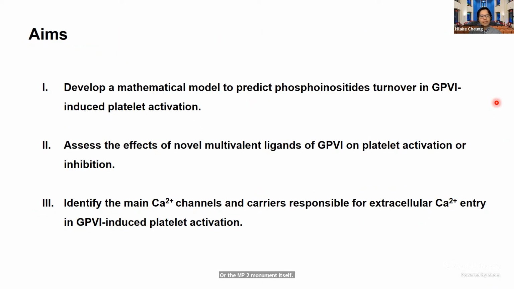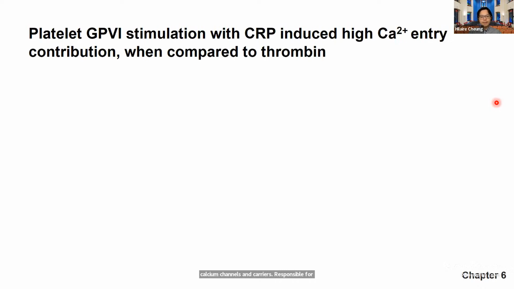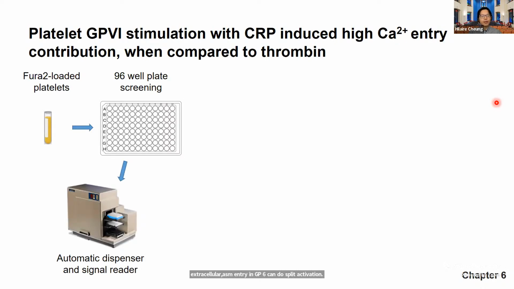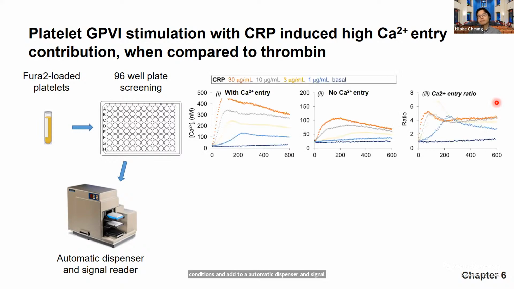Moving on to the third aim, we aimed to identify the main calcium channels and carriers responsible for extracellular calcium entry in GP6-induced platelet activation. In Chapter 6, we used the following method to monitor calcium mobilization in platelets. Using Fura-loaded platelets, we added them to a 96-well plate to test different conditions, and then added them to an automatic dispenser and signal reader to monitor calcium mobilization in real time.